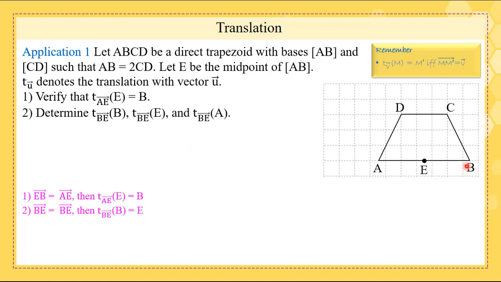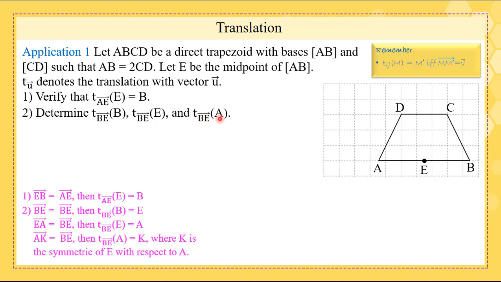In fact, BE vector is equal to BE vector, then the translation of the point B by BE vector is the point E. And EA vector is equal to BE vector, then the translation of the point E by vector BE must be the point A.